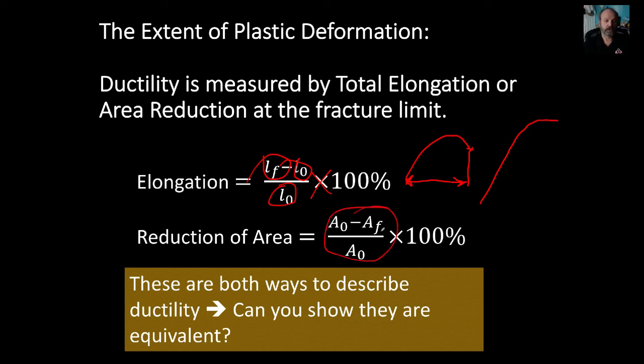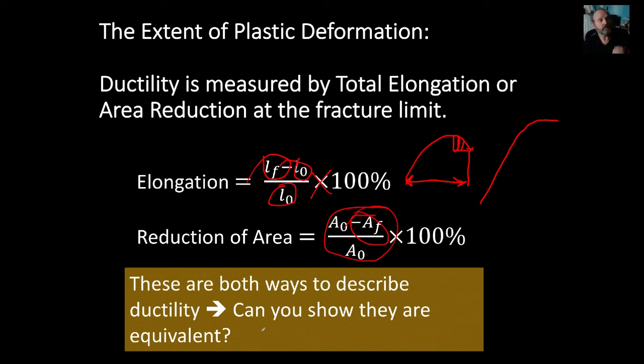And if you do the math for this, the original area, the final area, remember it starts to neck in this region. This is where necking occurs. Okay, so it's starting to neck. So that means that area is getting smaller. That's area final. And it gets to a point where it finally snaps and breaks.